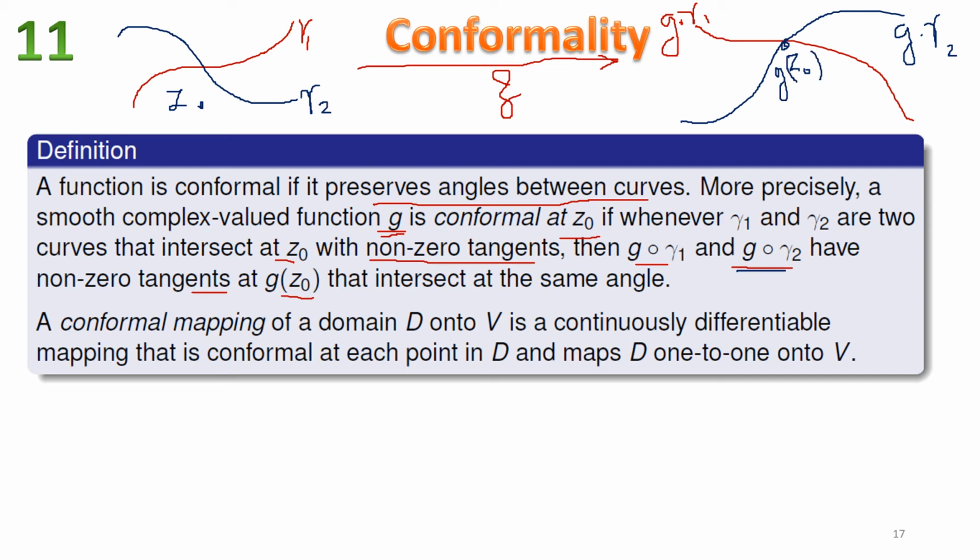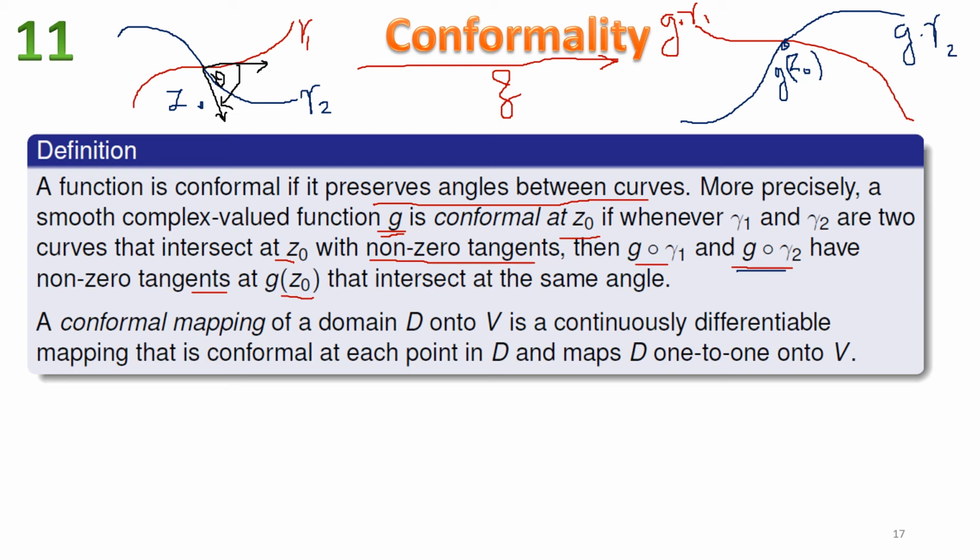Now the angle between these two curves we define in terms of tangents. So one has to draw a tangent to this curve at this point. This is the tangent to gamma 2 and this one is the tangent to gamma 1, and that defines the angle theta, which rolls from gamma 1 to gamma 2.